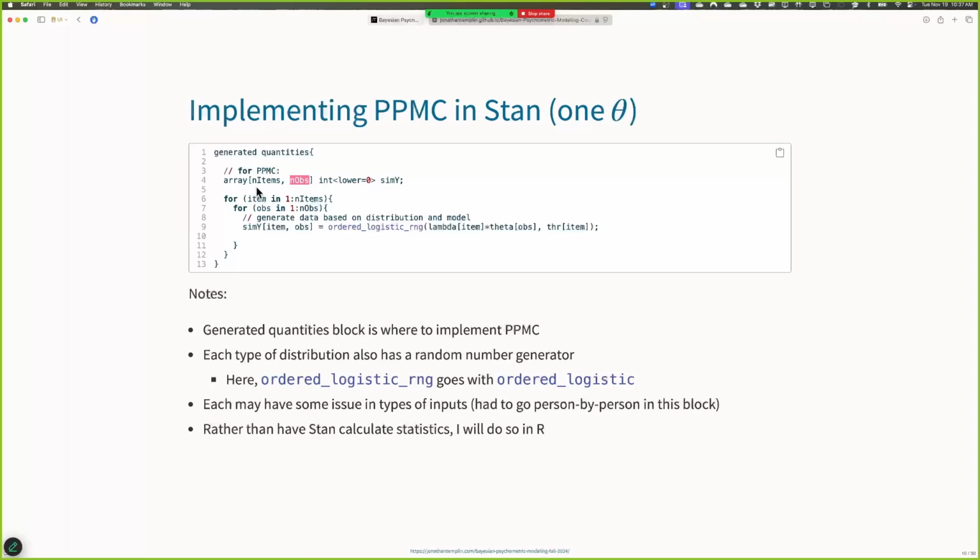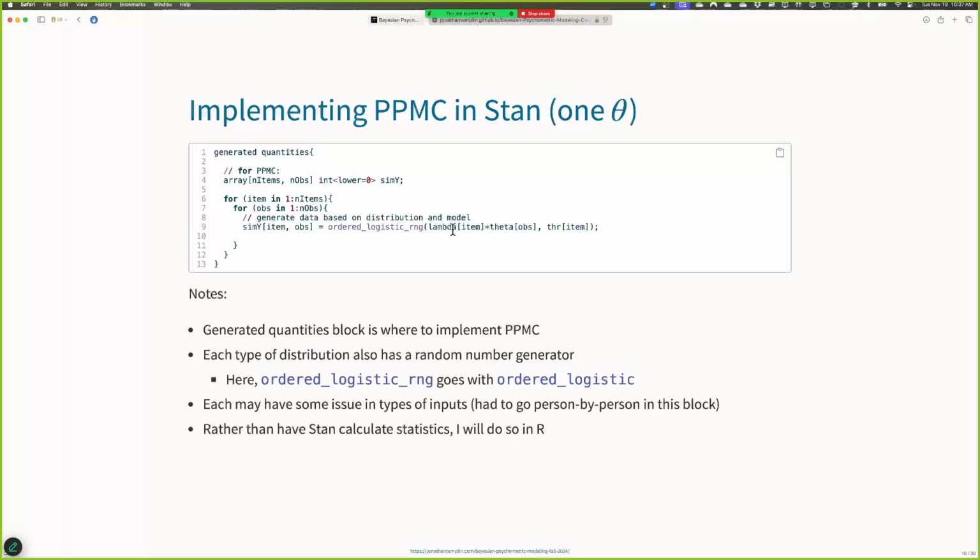In an array, the leading dimension is, never mind, it's row major. It's row major is what it's called. So I loop over items and observations, and for each part of that 10 by 177, I fill in using this ordered logistic random number generator. This is the cool thing about Stan also. Remember, ordered logistic was the distribution we used for the graded response model. Turns out there's an ordered logistic RNG, which will turn that distribution into something that generates data for you.